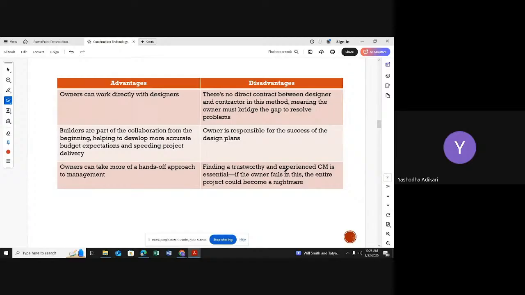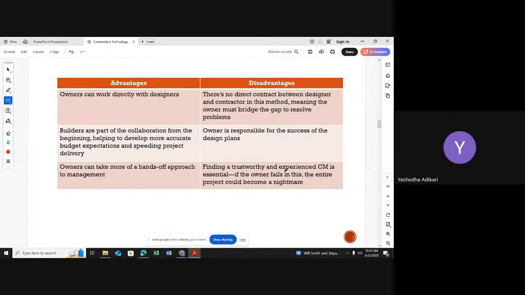Owner is responsible for the success of the design plan. Owner is the responsible party for the project success. Finding a trustworthy and experienced construction manager is essential. Right? You have to find a trustworthy person and a qualified person. Because that selected person should handle the design part and the construction part both. Because of that, definitely we have to select a well-experienced person.